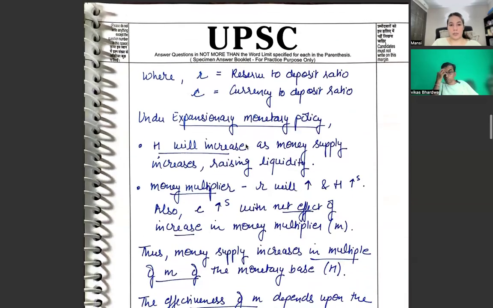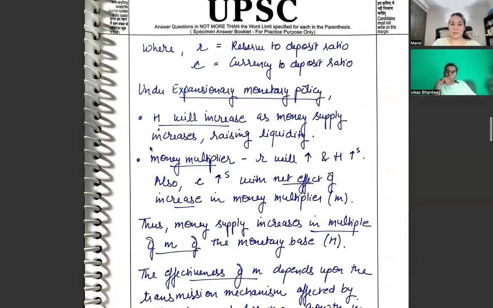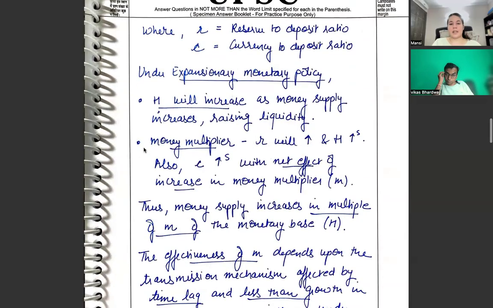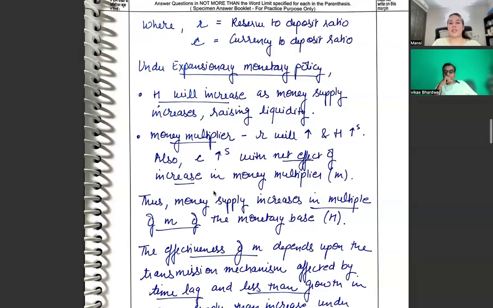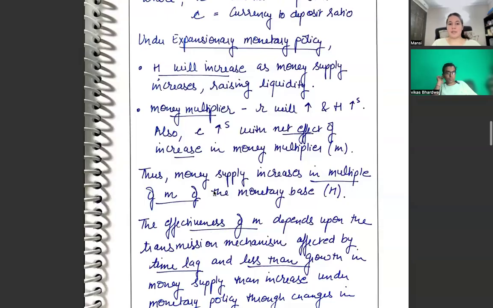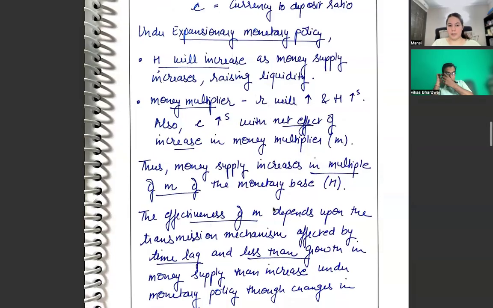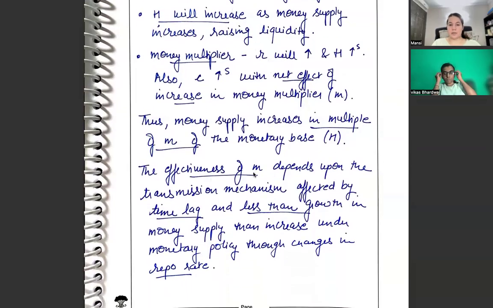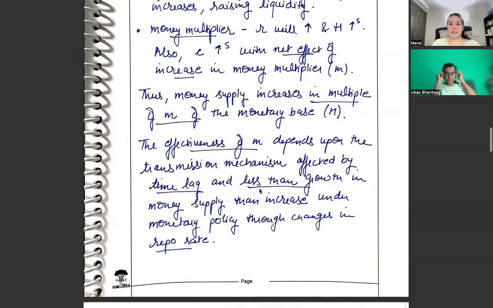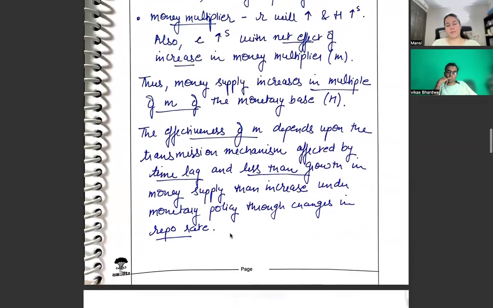Under expansionary monetary policy, the high powered money will increase as money supply is increasing, which raises the liquidity. In case of the money multiplier, since the reserve ratio r will increase, high powered money will also increase. And in case of the currency to deposit ratio, that will also increase. So the net effect would be an increase in the money multiplier with the expansionary monetary policy. Thus money supply increases in multiples of the money multiplier of the monetary base. The effectiveness of the money multiplier depends upon the transmission mechanism, which is affected by the time lag, and the growth in money supply is less than what is the increase under the monetary policy through changes in the repo rate. I think very good.